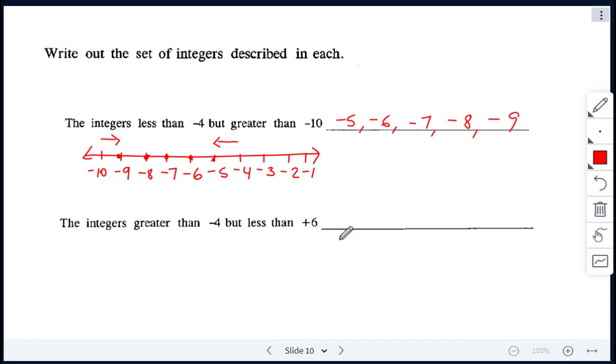Okay, so greater than negative 4 but less than 6. Okay, so we would have negative 3, negative 2, negative 1, then you'd have the 0, and then we'd have the 1, 2, 3, 4, and 5. You do not include the 6 or the negative 4 because it doesn't say they're included. It's just greater than and less than.